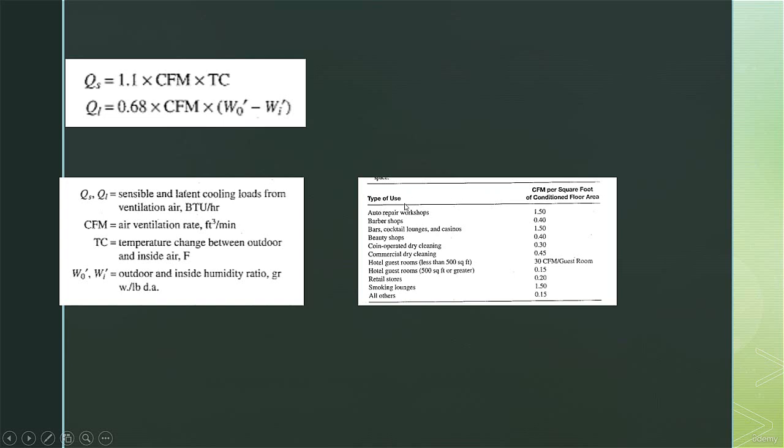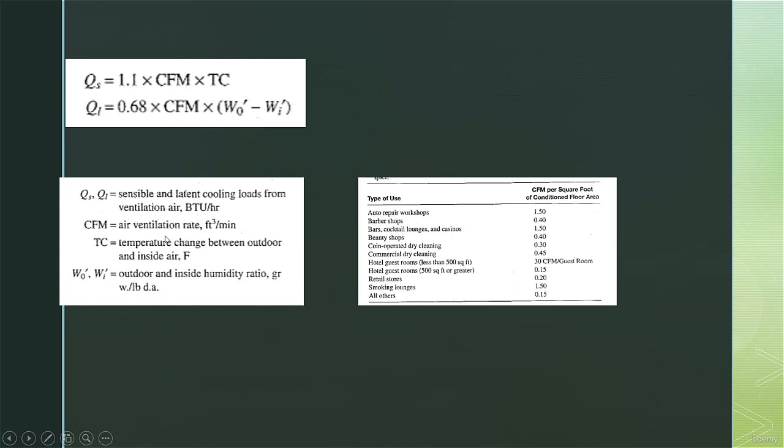So here you see the type of use. Let's suppose we have commercial dry cleaning, then the CFM per square foot required is 0.45. Similarly, if we have a hotel guest room, then 30 CFM per guest room is required. If we have a smoking lounge, then 1.50 CFM per square foot is required.